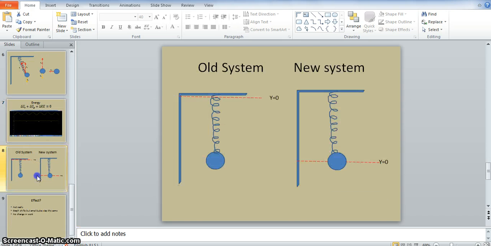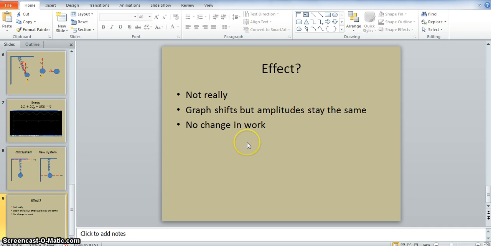If we change our system, and instead of making our origin at the top of the spring, if we make our origin at this rest mass, there's no real change. The gravitational potential energy is changed somewhat, however it is not significant because while the amplitude is the same, even though the graph shifted, and all changes are balanced off by the actual motion.